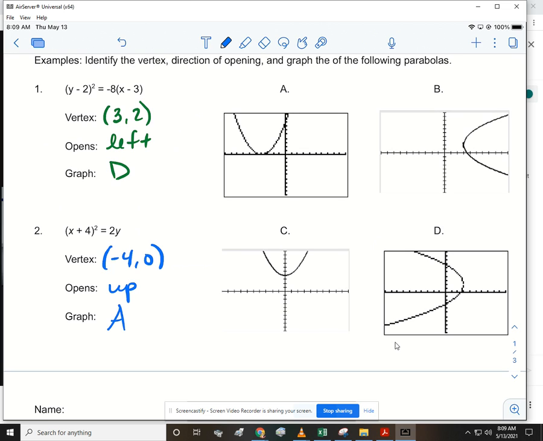Let's go to the back. All right, the back is yours. Yay!